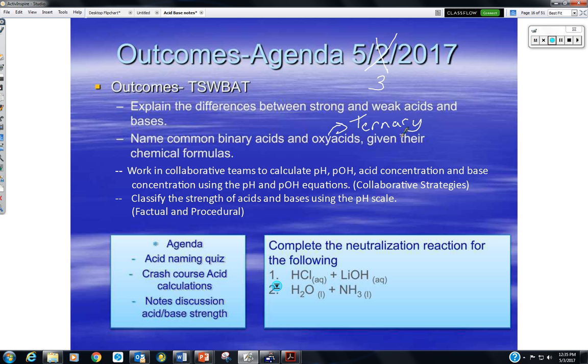We will also be working together in peers, groups of 2 to 4, to calculate pH, pOH, and acid concentrations based off of given information and some formulas that we will receive today. We should also be able to classify the strength of acids and bases using the pH scale.